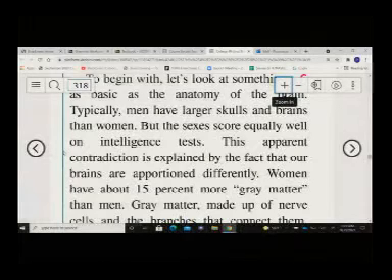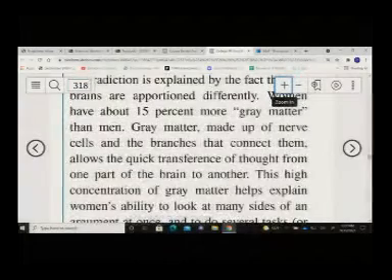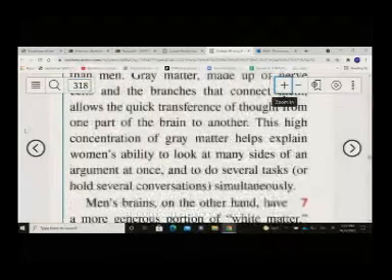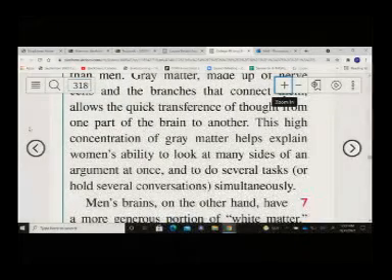Women have about 15% more gray matter than men. Gray matter, made up of nerve cells and the branches that connect them, allows the quick transference of thought from one part of the brain to another. This high concentration of gray matter helps explain women's ability to look at many sides of an argument at once and to do several tasks or hold several conversations simultaneously.